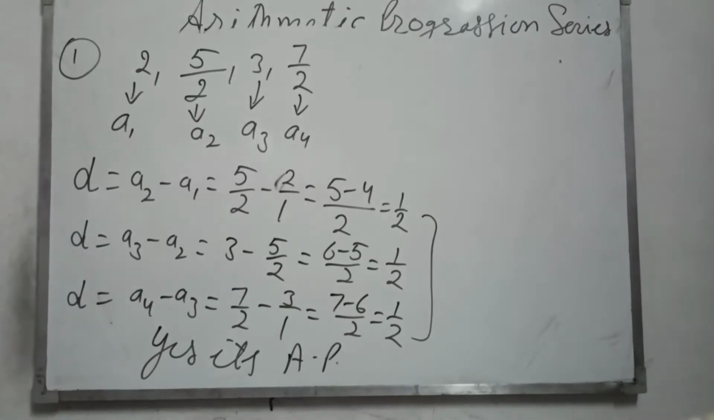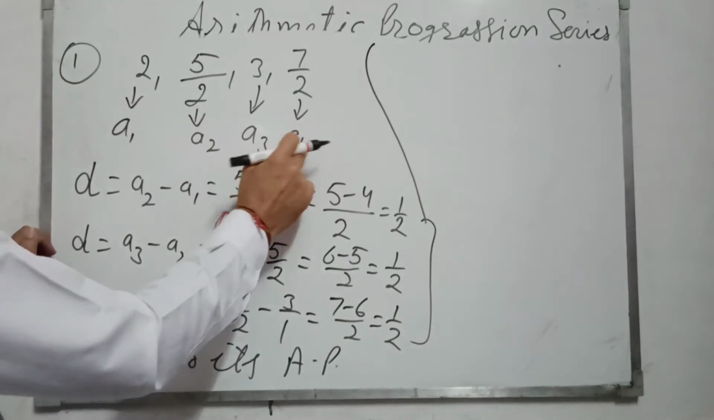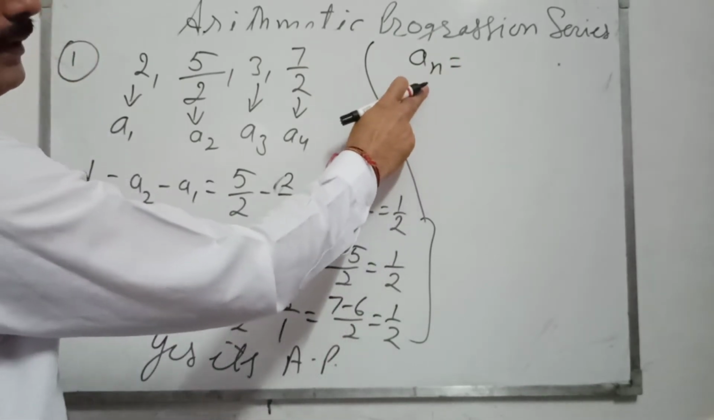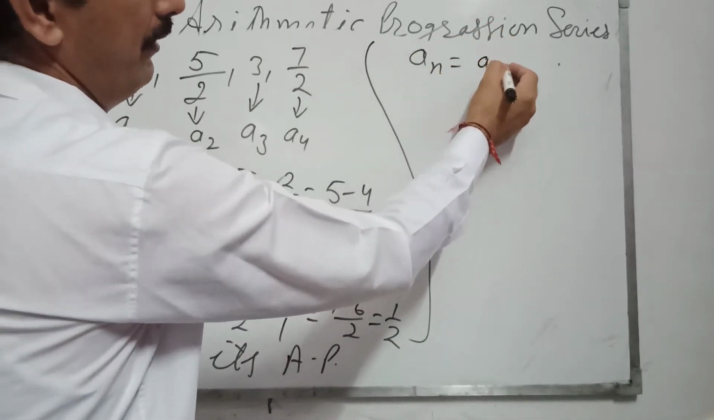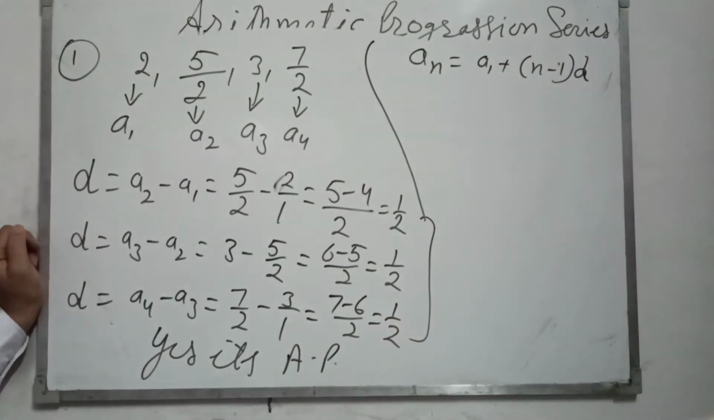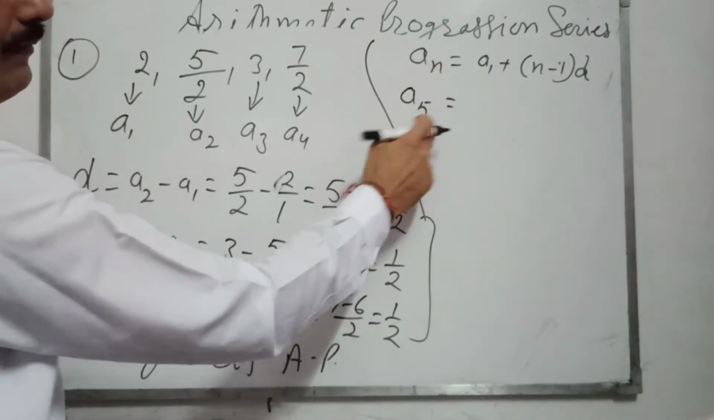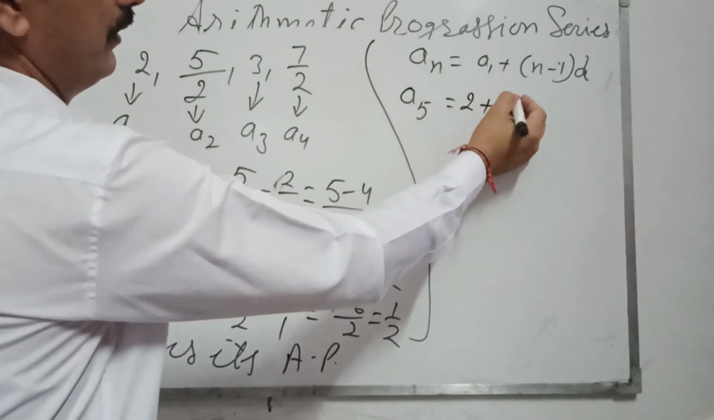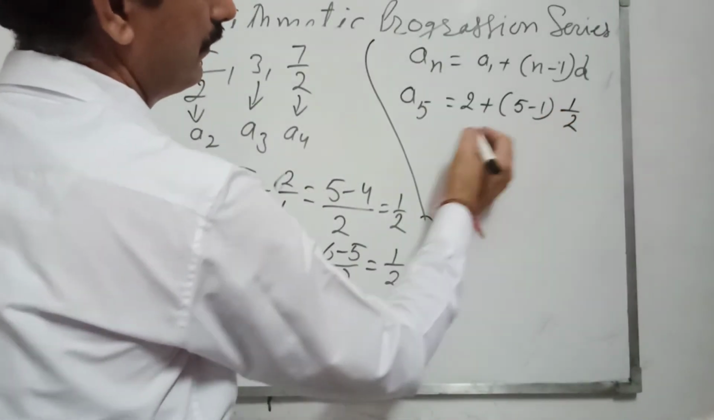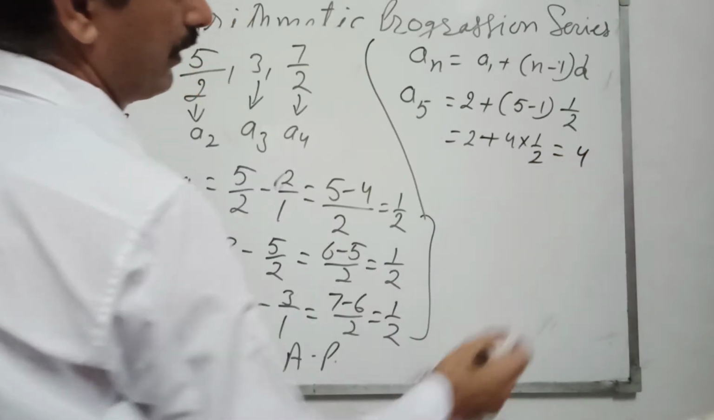If it's an AP, we have to find the next terms. So after the 4th term, we find the 5th, 6th and 7th. In the general form, the last term is An equals A1 plus (n minus 1) into D. So we have to find A5. N is 5, A1 is 2, 5 minus 1, and D is 1 upon 2. So 2 plus 4 into 1 upon 2, you get 4, right?